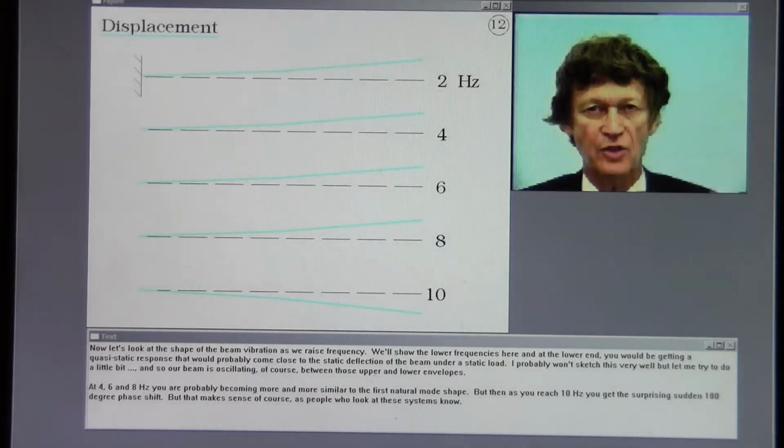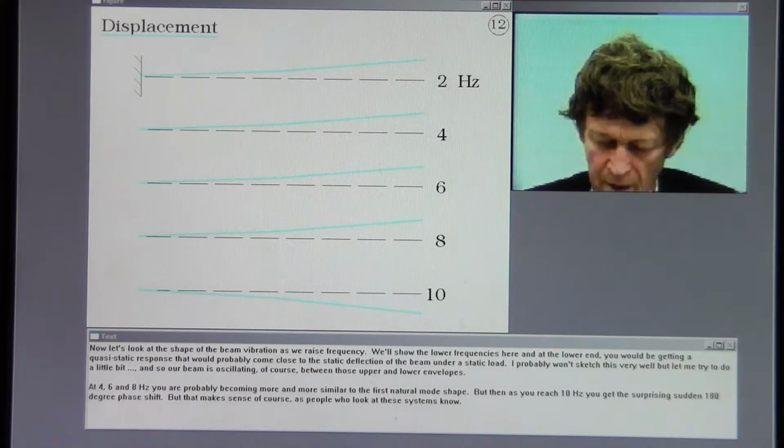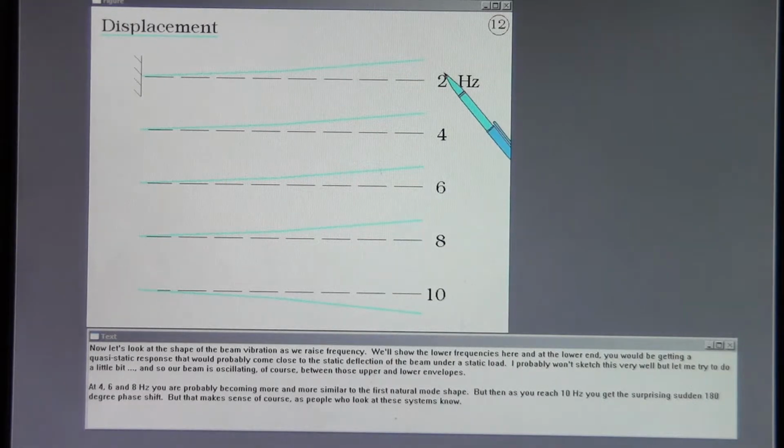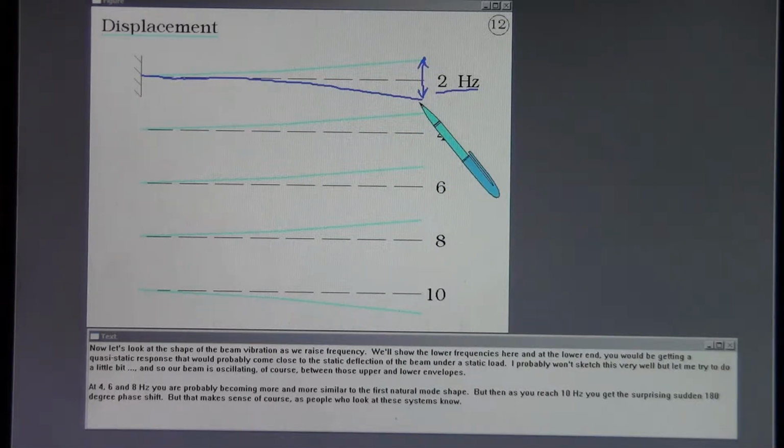Now let's look at the shape of the beam vibration as we raise frequency. We'll show the lower frequencies here, and at the lower end you would be getting a quasi-static response that would probably come close to the static deflection of the beam under a static load. I probably won't sketch this very well, but let me try. And so our beam is oscillating, of course, between those upper and lower envelopes.